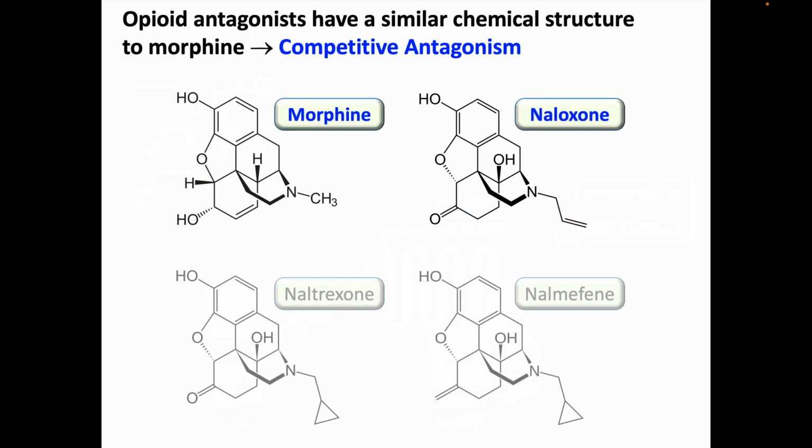Here we see that the opioid antagonists have a very similar chemical structure to morphine, helping to explain why they would be competitive antagonists since they will compete for the same binding site. On the top right, we see the structure of naloxone, which is the opioid antagonist we're going to be spending the most time discussing. But we can also see that naltrexone and nalmefene, which are longer-acting opioid antagonists, have very nearly identical structures too.